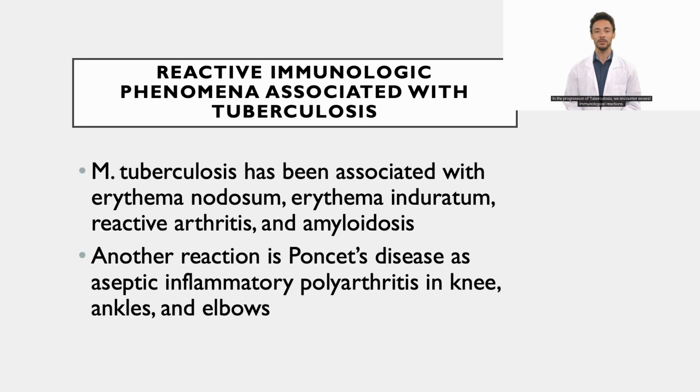In the progression of tuberculosis, we encounter several immunological reactions. Tuberculosis is associated with several other conditions, including erythema nodosum, erythema induratum, reactive arthritis, and amyloidosis. Another associated condition is Poncet's disease, which presents as aseptic inflammatory polyarthritis affecting the knees, ankles, and elbows.